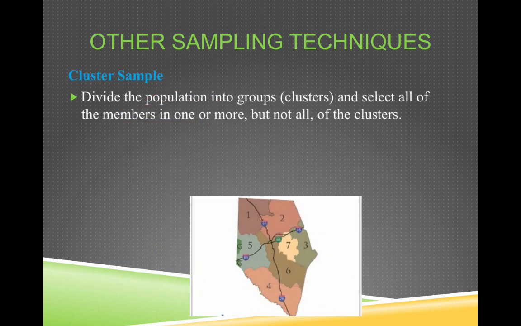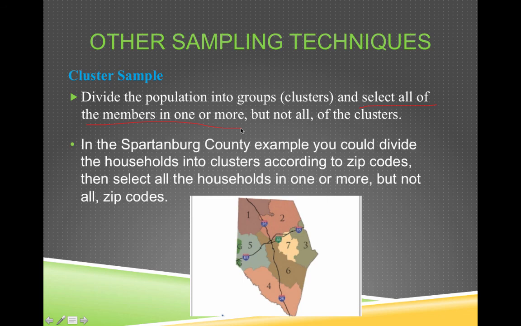All right, so now let's discuss cluster sample, and let's pay attention to how it differs from stratified. Divide the population into groups or clusters and select all of the members in one or more, but not all, of the clusters. Okay, so what makes this one different than stratified? Well, we're going to select all of the members in one or more of our clusters. Okay, so what would be an example?